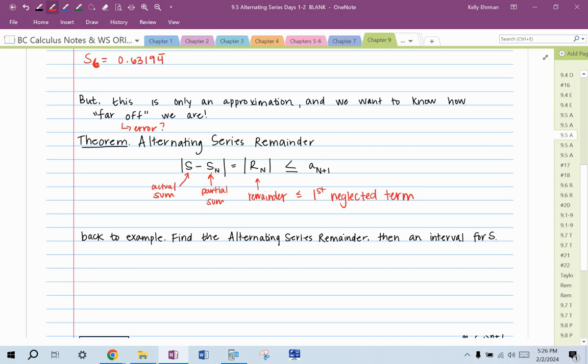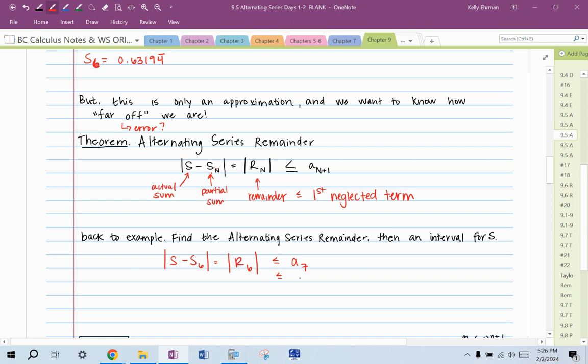Okay, so back to our example. We want to know the difference between the actual sum and our 6th partial sum, which is equal to the remainder sub 6, because you used a 6th partial sum. It should be less than or equal to the 7th term, n plus 1, 6 plus 1. What is the 7th term?